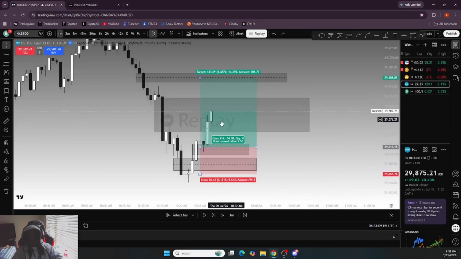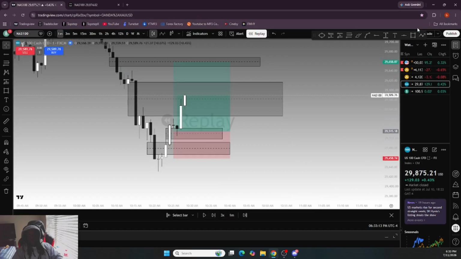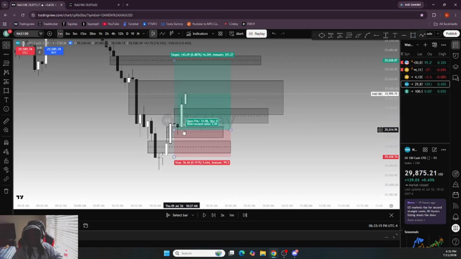We're already up whatever we risked on the trade. Now we're just following the trade. What I can see is price gave us another bullish FVG right here. So that's making me a little better about going break even, because our entry was below this FVG anyway.